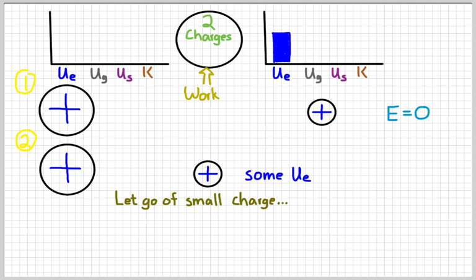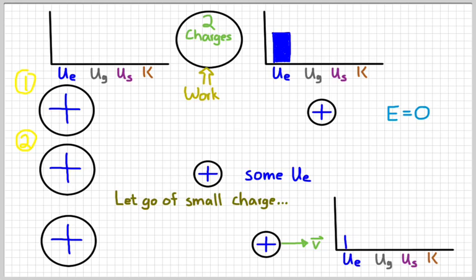If we were to let go of that charge, it would move on its own to the right, so it would get pushed away by the bigger positive charge, and so it would gain kinetic energy and start to move. And so in that third picture, I'm going to have a decreasing potential energy, but an increasing kinetic energy.